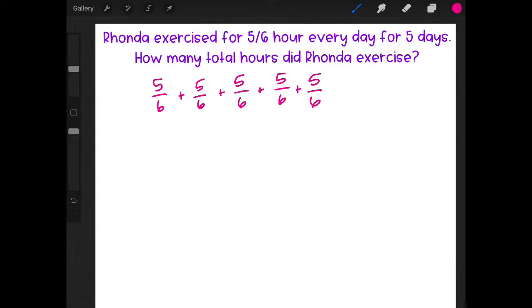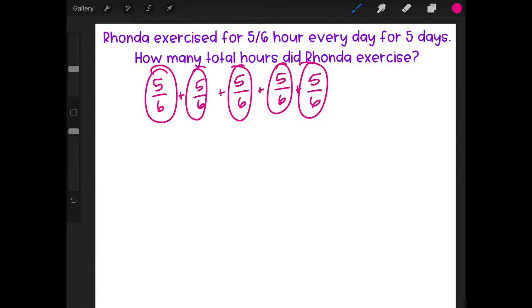I could also write this as a multiplication sentence, because if you notice, I wrote 5/6 1, 2, 3, 4, 5 times because she exercised for 5 days. So I could write this as 5 times 5/6. And I know that total, like this, would end up equaling 25/6 because we know we add the numerator, not the denominator. And here, I see that it would also equal 25/6.